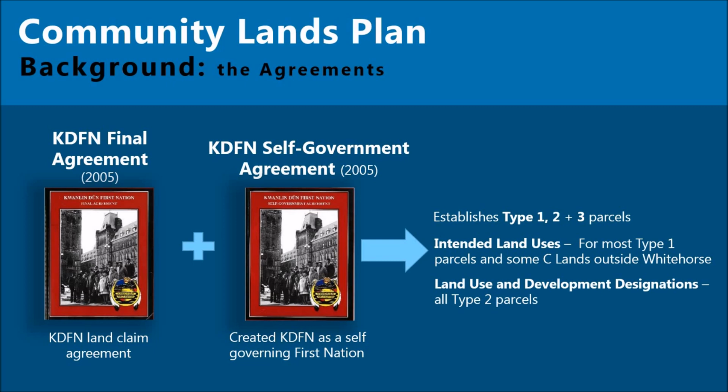Now, this is where it gets a little confusing. For the type 2 parcels, they are each given a land use and development designation, which I explained earlier. And those Kwalndun has to follow. They can be changed, but they are part of the agreement that Kwalndun needs to respect. So those designations given to the type 2 parcels are designations that we need to respect and follow through on. Again, they can be changed. They're very broad, but they do provide a direction for how those parcels are to be used.